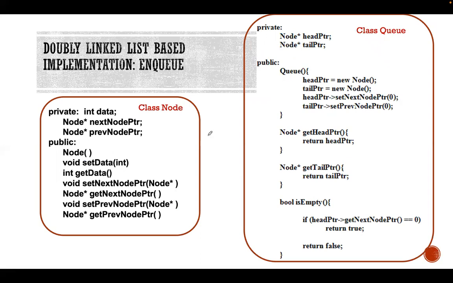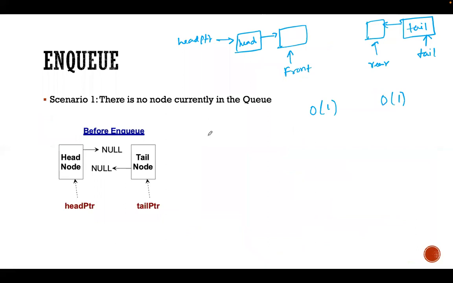So this is the class definition of our doubly linked list. In a doubly linked list, we have access to the front node and the last node, the rear node in the list, both in order of one runtime. So both NQ and DQ, we can make it in order of one runtime.